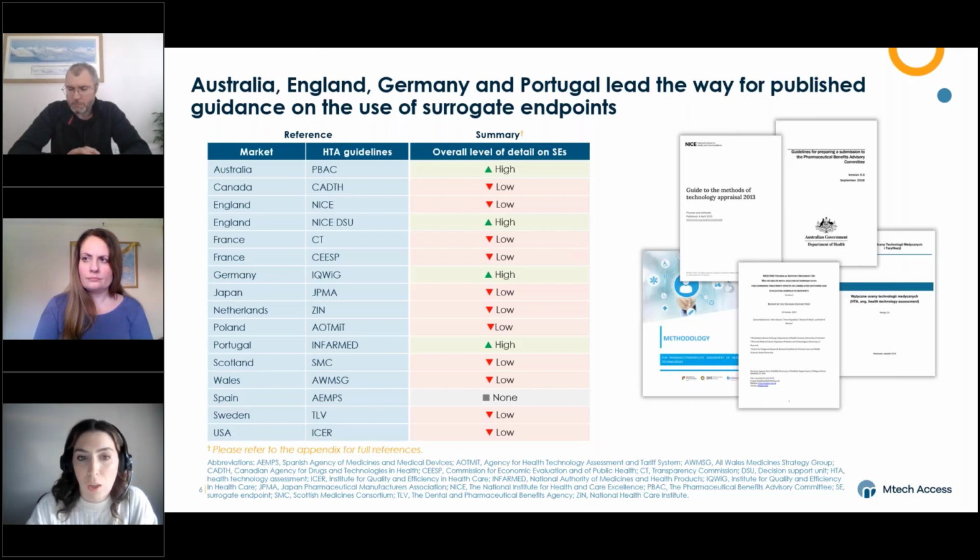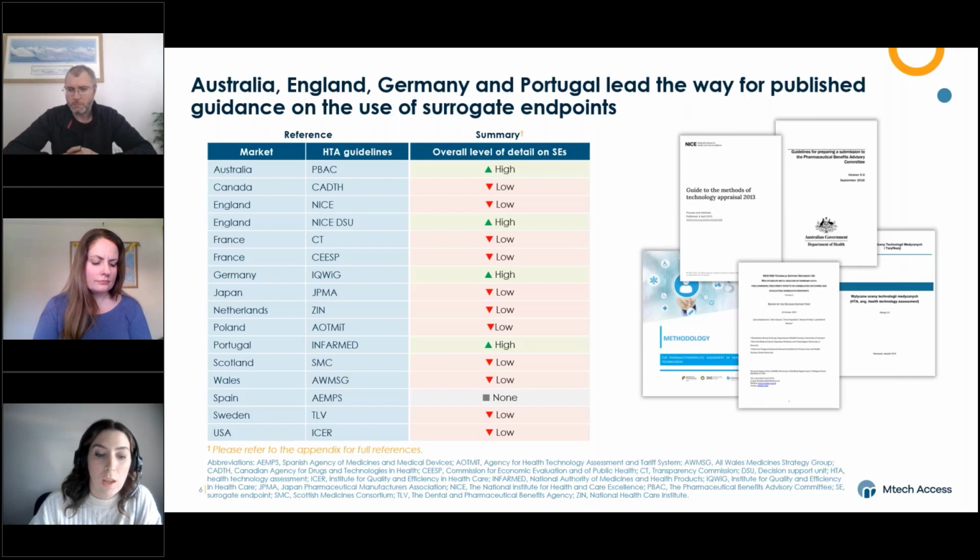In Germany, another high market, IQWiG and the GBA will consider surrogate endpoints if they have been validated with appropriate statistical methods, and they provide prescriptive advice on how to apply these methods. And then the markets with low overall detail of surrogate endpoint acceptance, surrogate endpoints have still been accepted.